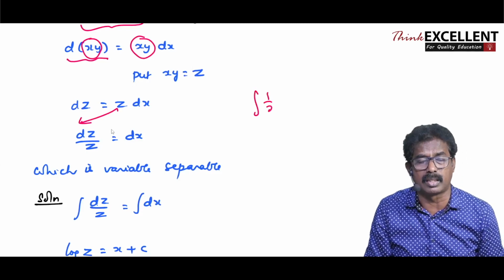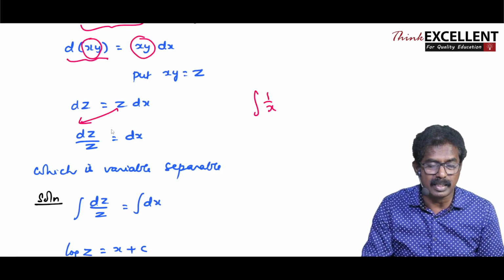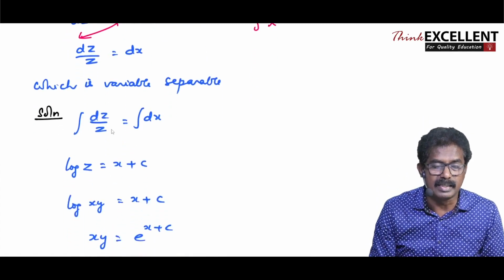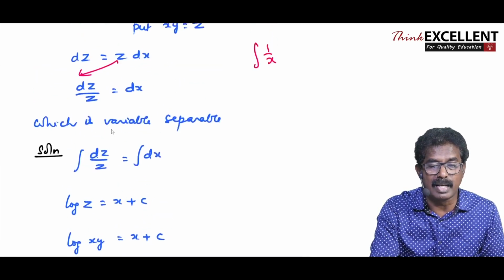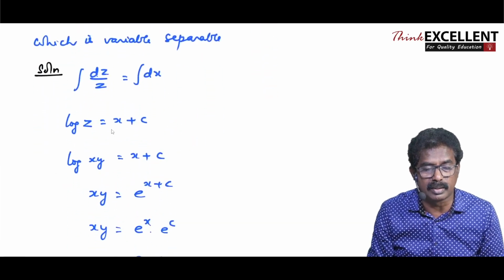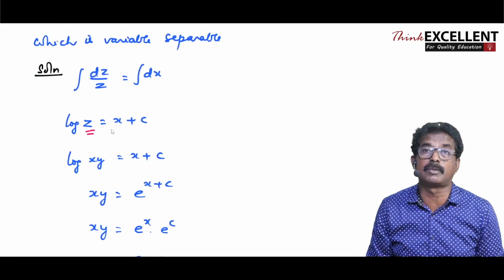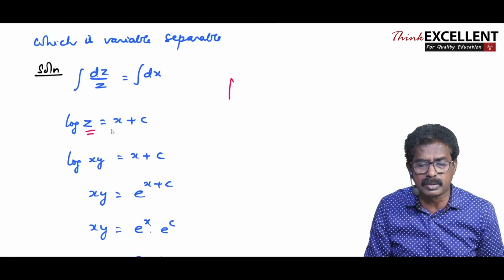Integral of 1 by x is what? Log x, right? So the integration of 1 by z is log z. On the right side, integral of dx is x. Now change z by giving its value: substitute for this z, you write xy. Change it into exponential form. How can you change it into exponential form?